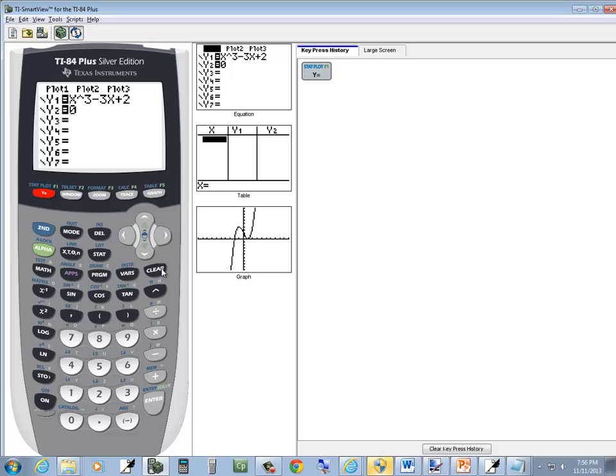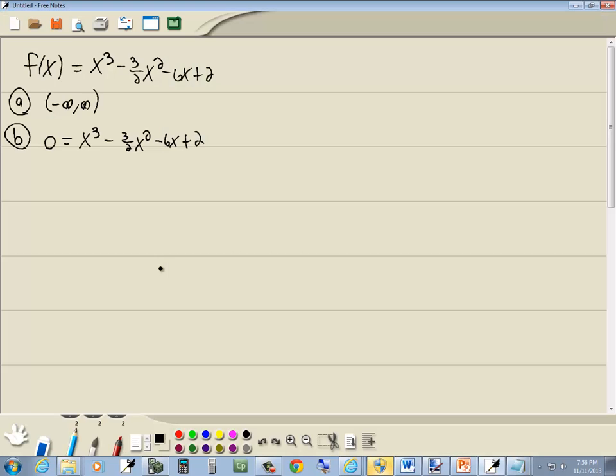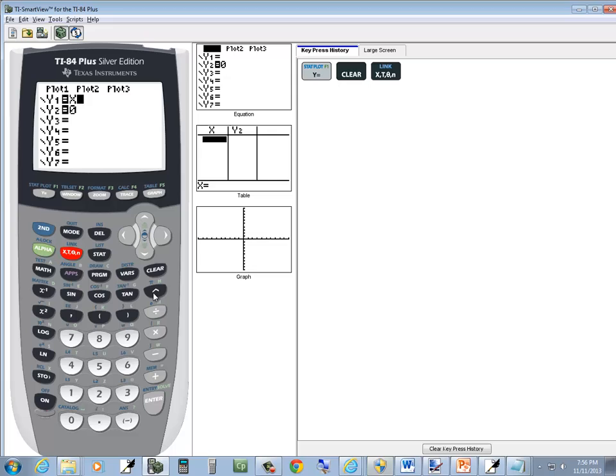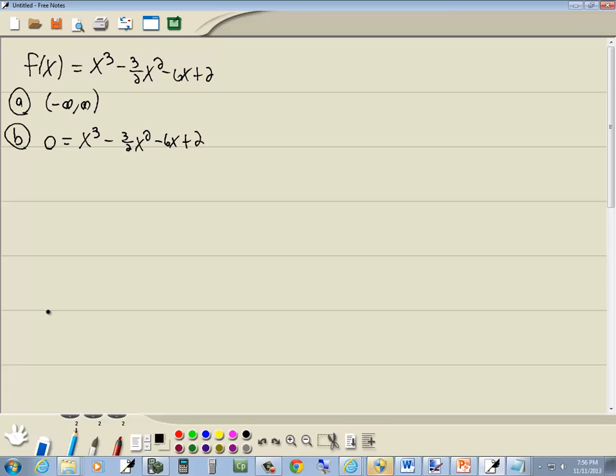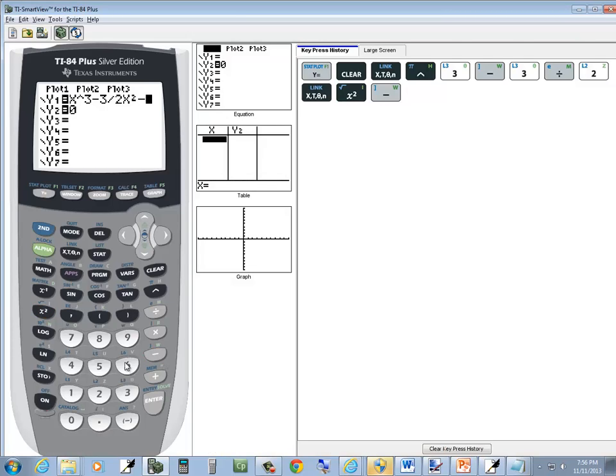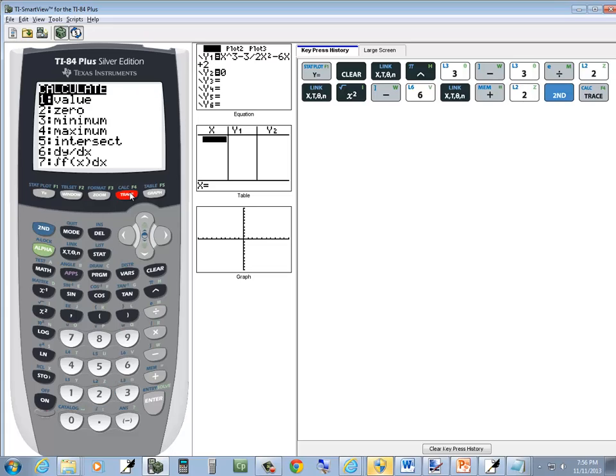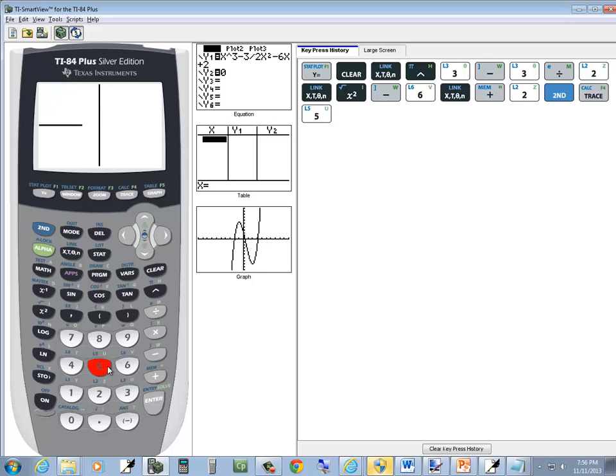So I'm going to go to y equals, clear, x to the third, so x caret 3, minus 3/2 x squared, minus 6x, plus 2. And I'm going to do a second trace, choose intersect.